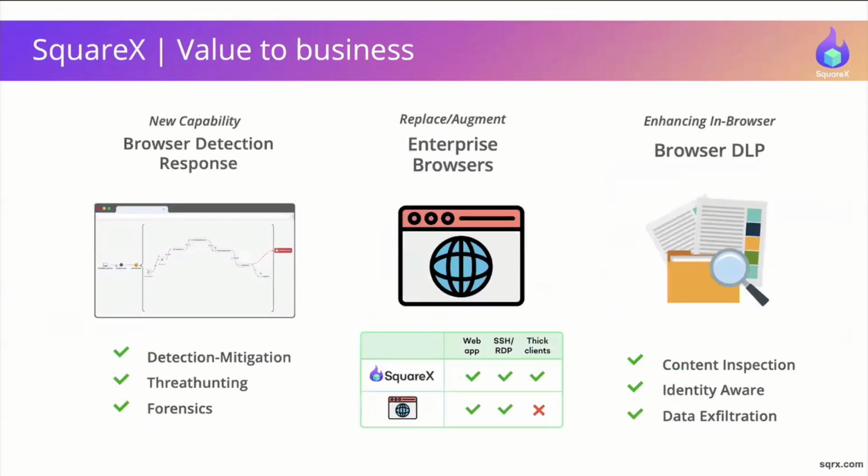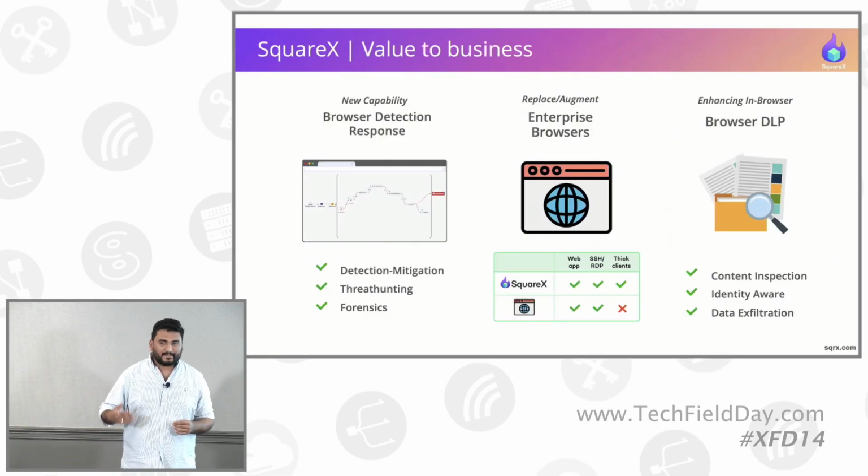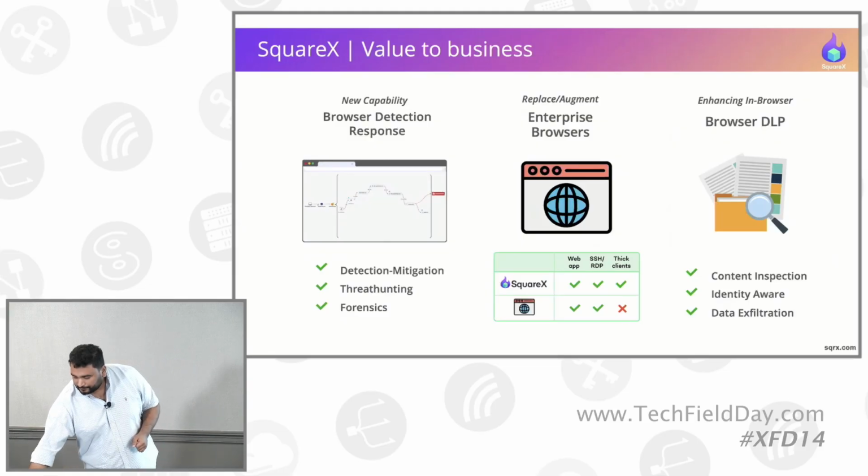So what's the ultimate value it's adding? If we talk about a new capability, that's going to be browser detection and response, because you have protection against anything that's happening within the browser. Then we have enterprise browsers, where you can actually replace them or augment them. It can really work on top of that as well because it's also Chromium based. And lastly, enhancing capabilities like DLP, where you have a little gap in the middle because of the browser.